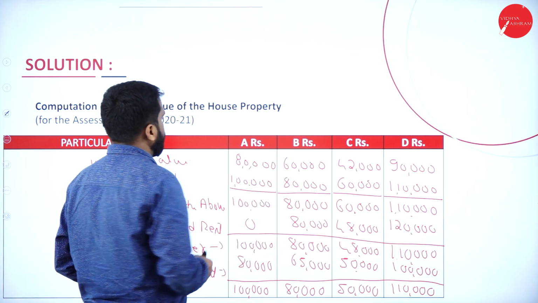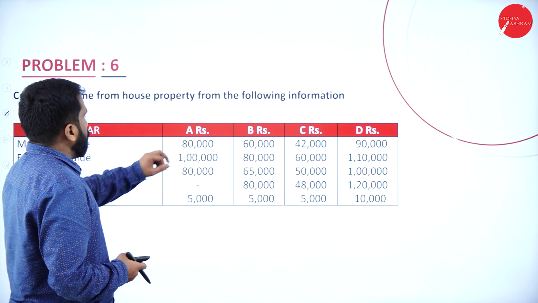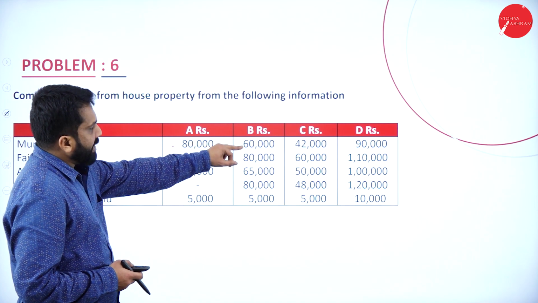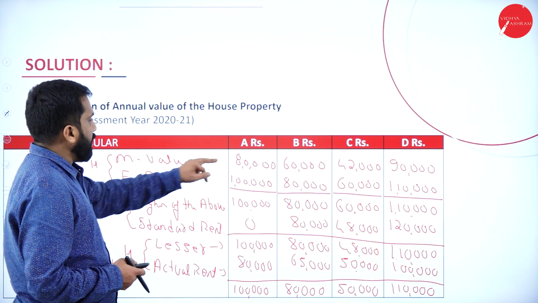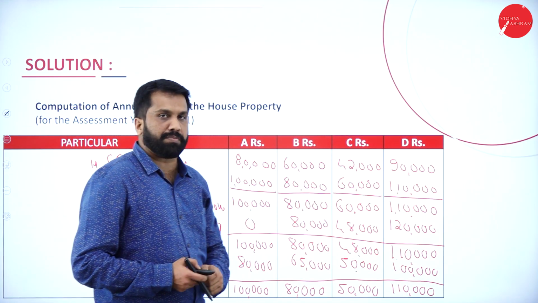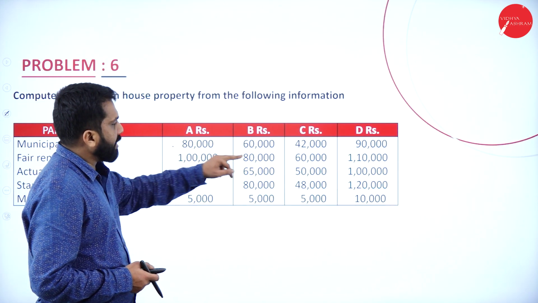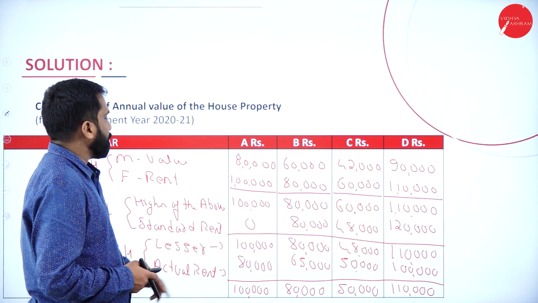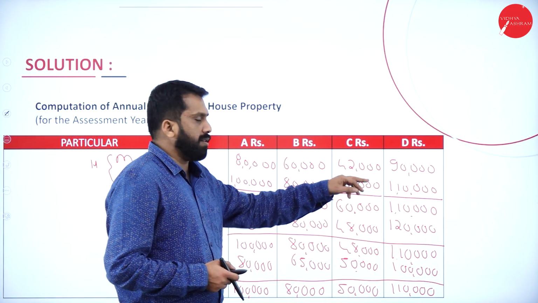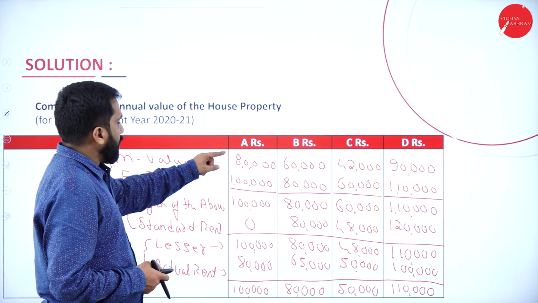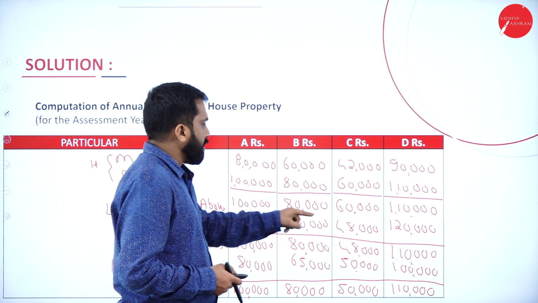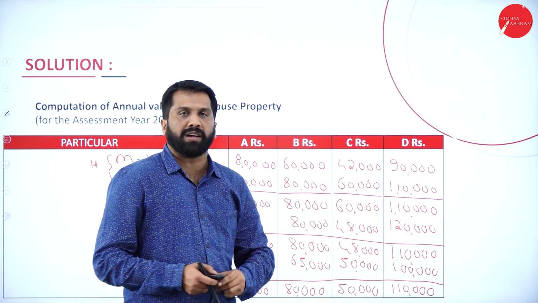Once again, I'll cross check all the calculation. This is 80,000 actually. Now, we have 80,000, 80, 60, 42, 90. It is proper. Your fair rent, we have taken 1 lakh 80, 60, 1 lakh 10. It is proper. The higher we have taken 1 lakh, 80,000, 60,000, 1 lakh 10.